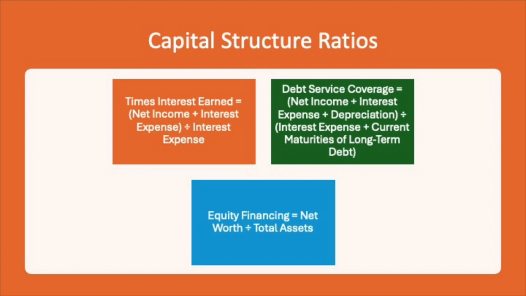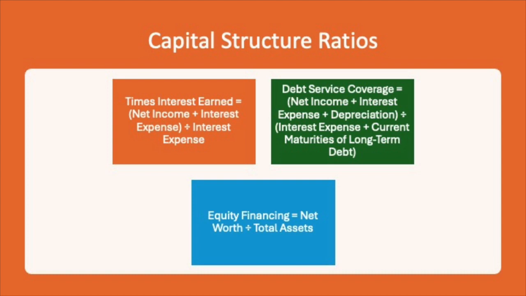Now let's talk about capital structure ratios, also known as solvency ratios. These ratios measure your organization's ability to meet its long-term debt obligations and the proportion of assets funded by owners versus creditors. There are three key capital structure ratios: times interest earned, debt service coverage, and equity financing. Times interest earned measures your organization's ability to pay its interest expenses from its operating income. The formula is net income plus interest expense divided by interest expense.